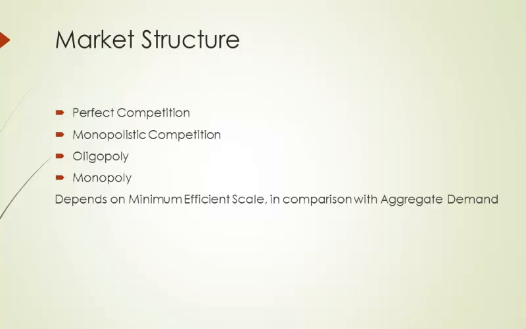If this minimum efficient scale is small relative to the size of the aggregate demand, then you will have lots of firms, and so you can have a competitive industry. If this minimum efficient scale is large, then you will have an oligopoly, and if it's very large, then you will have a monopoly. So that's how it would behave in an ideal world, but actually things are not quite like that in reality.